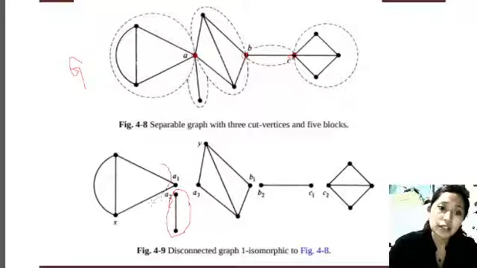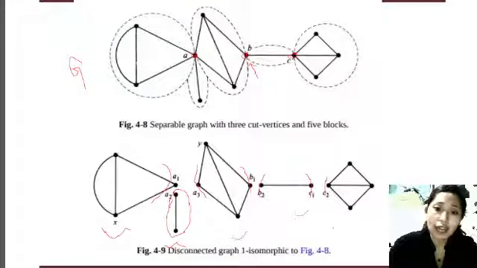Okay, so this is the first part, second part, and the third part. Similarly, for the second cut vertex, divide it into two parts. Now similarly for the third cut vertex, again divide it into two parts. So how many blocks did you get? 1, 2, 3, 4 and 5.